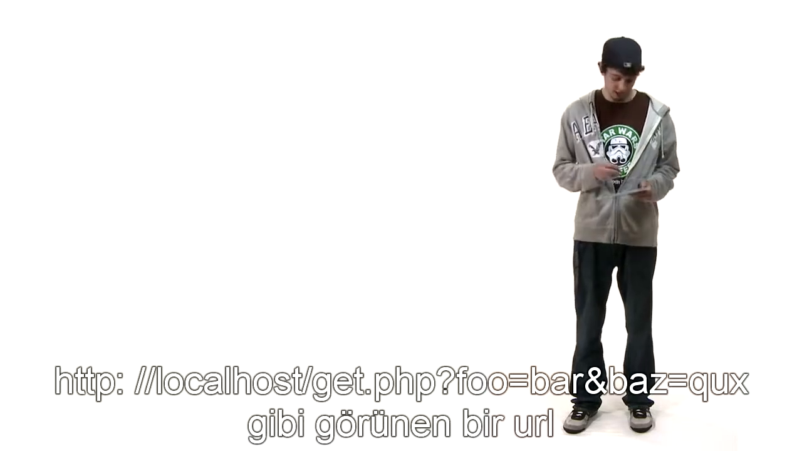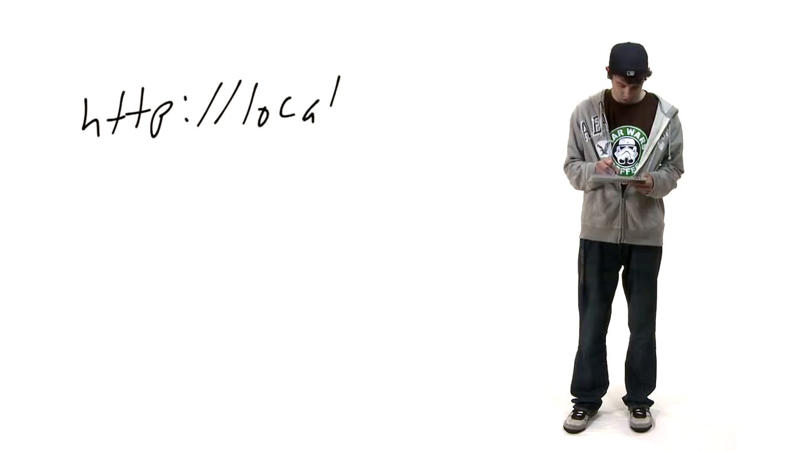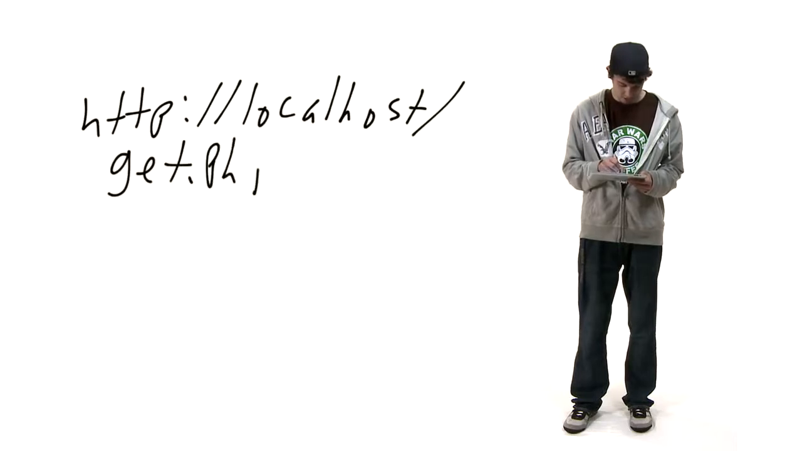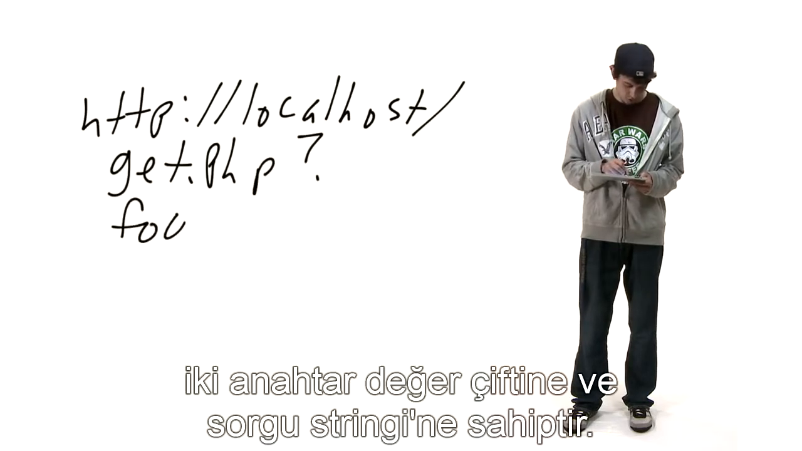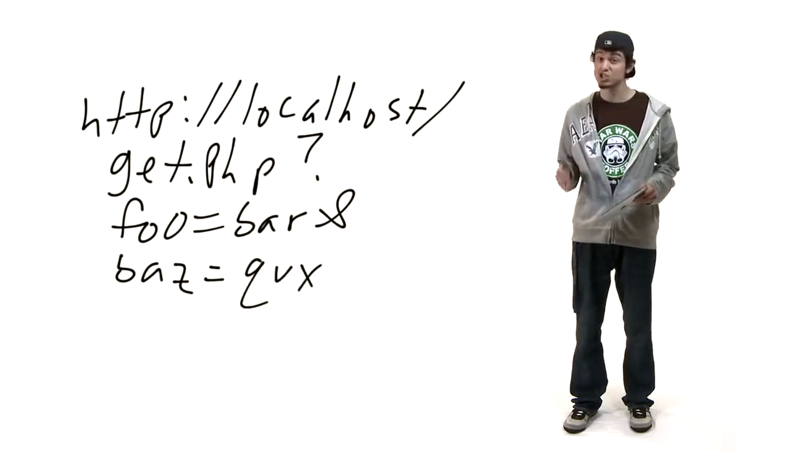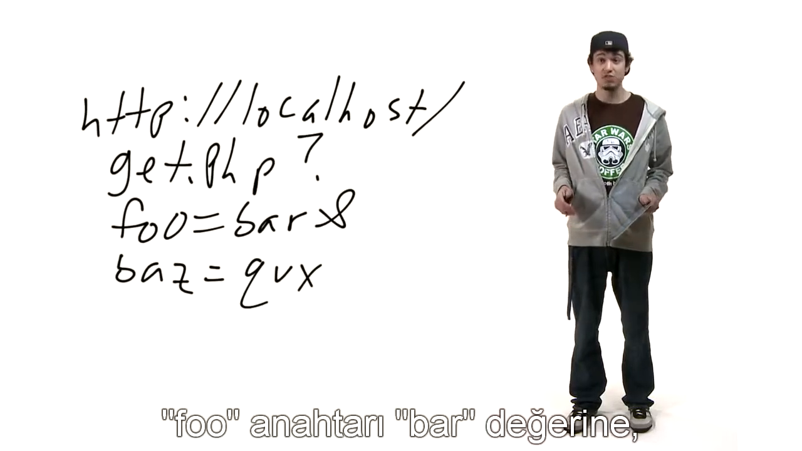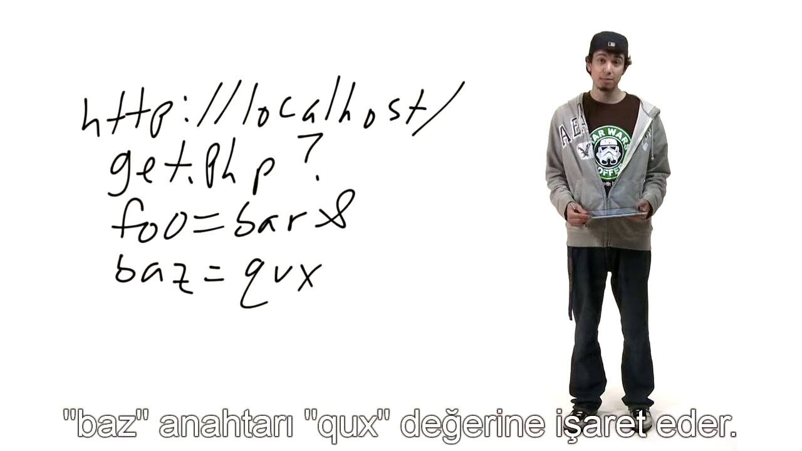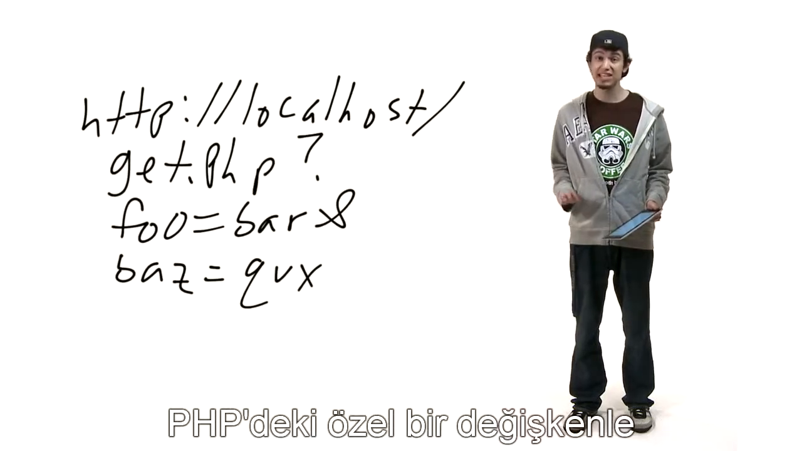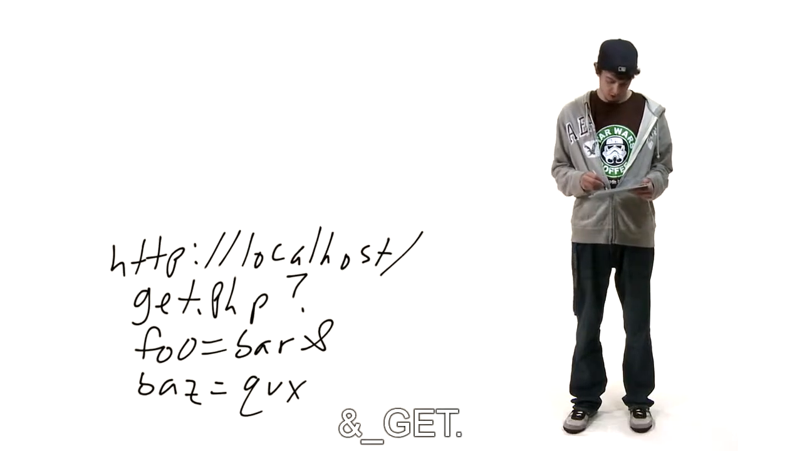So, a URL that looks like http://localhost/get.php?foo=bar&baz=quux has two key value pairs in the query string. The key foo maps to the value bar, and the key baz maps to the value quux. We can easily access these key value pairs using a special variable in PHP.